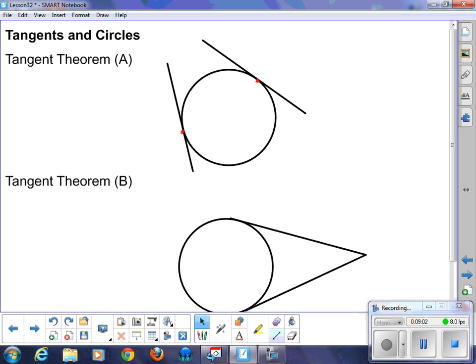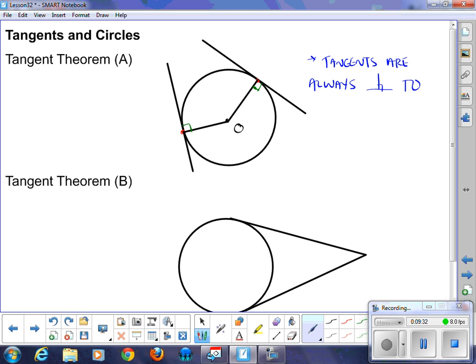then if we draw the radius to the center of the circle, so I'm going to say that's the center, if I were to draw the radiuses from where there's contact, the tangents always make 90 degrees with the radius. Always. So the first one here: tangents are always perpendicular to the radius. All right. So there you go.